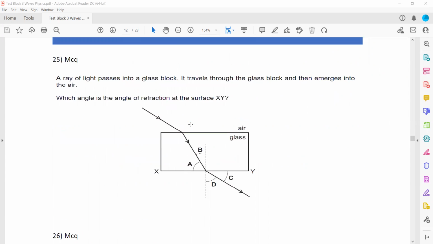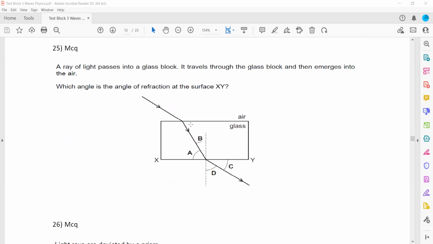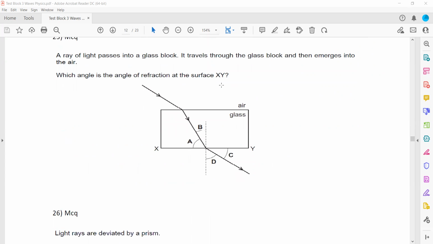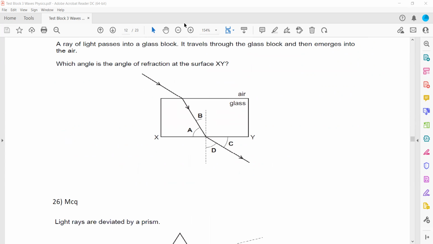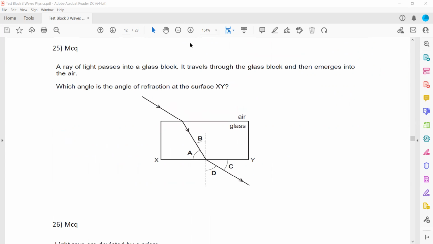Then a ray of light is passing through a glass block. Which angle is the angle of refraction? We always measure the angle from the normal. So according to this, the angle of incidence is B and the angle of refraction is D. One more thing: it depends on how the light is moving. For example, if light is moving from air to glass, this is the angle of incidence and this is the angle of refraction.